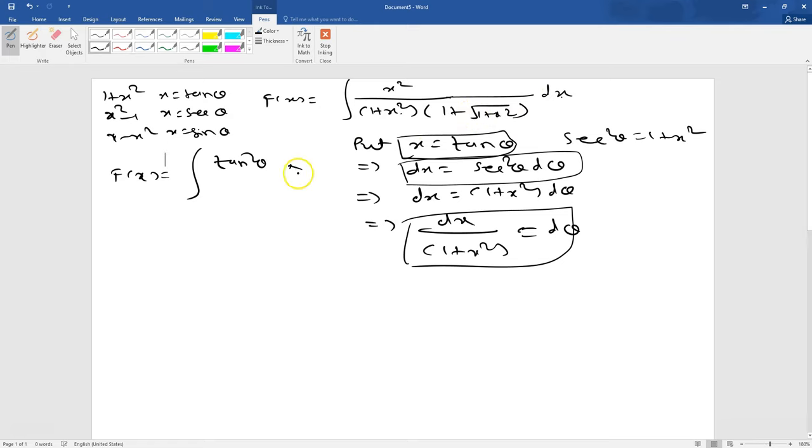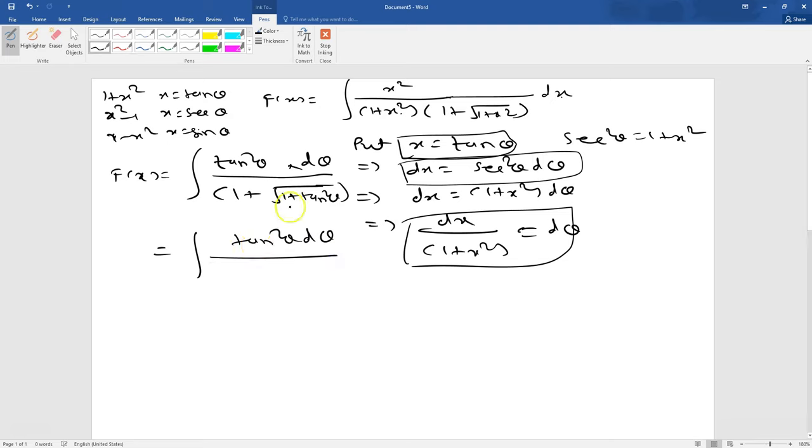dx upon this is going to be what? d theta upon 1 plus under root 1 plus tan square theta. Now, tan square theta d theta is going to be what? 1 plus tan square will be sec square. Sec square का square root हो गया sec theta. So this is going to be what? 1 plus sec theta. Correct?